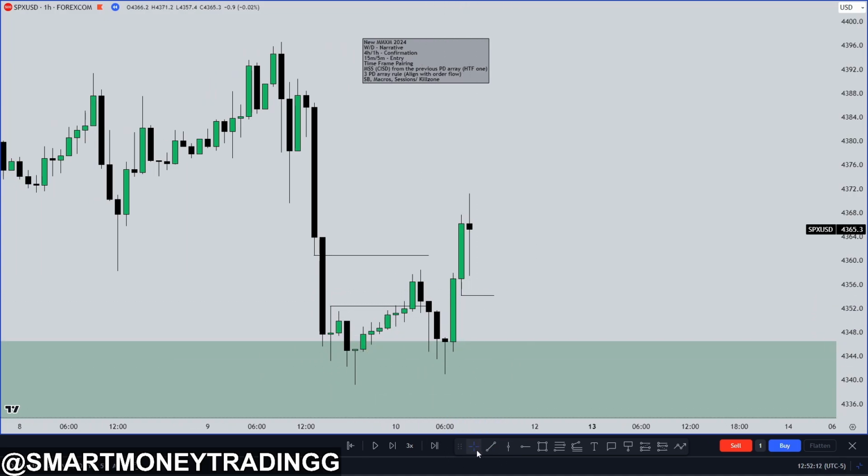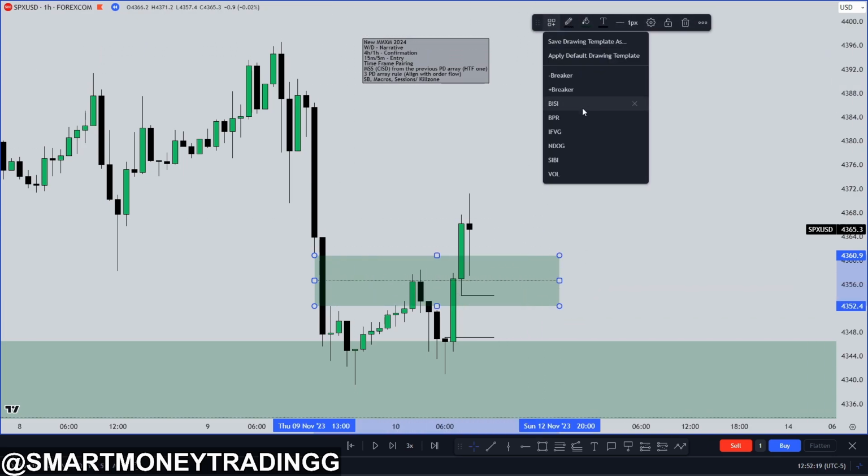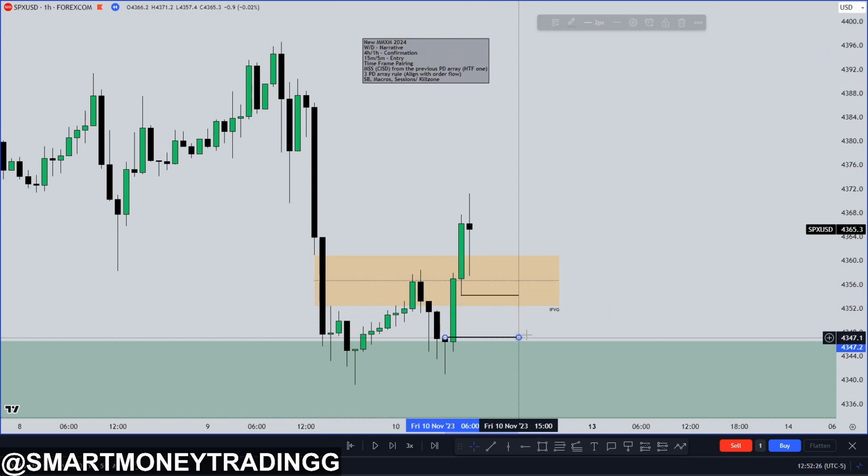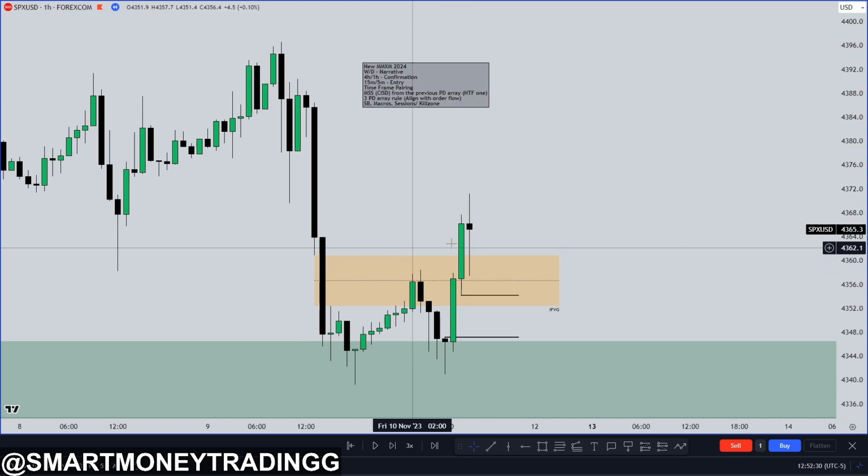And you can see here, we have a buy side imbalance that was created. We're going to get rid of this right here, and we're going to make it a different color. We're going to make it orange, and that's pretty much what we have here. So we bounce off of this. We had a change in the state of delivery.